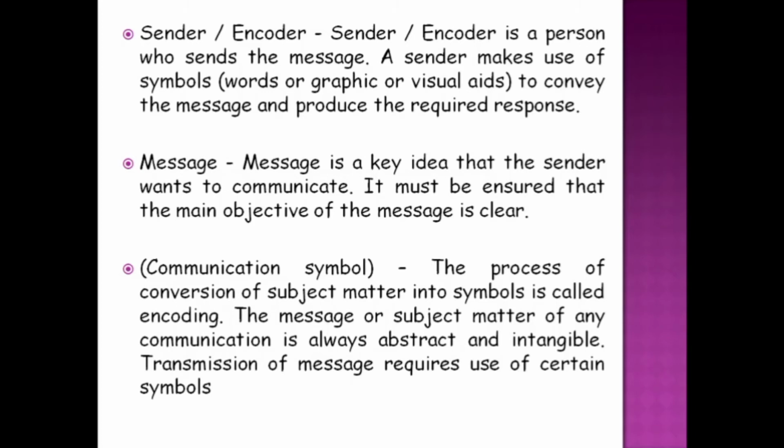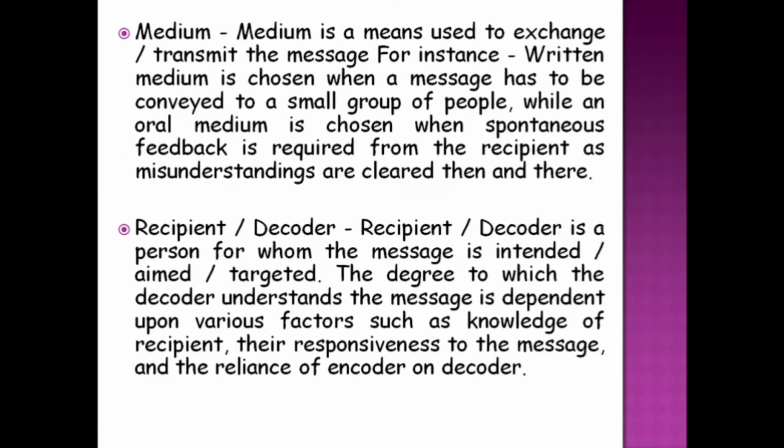The next is the communication symbol. The process of conversion of subject matter into the symbol form is called encoding. This is called the communication system symbol. The message or the subject matter of any communication is always abstract and intangible. Transmission of a message requires the use of certain symbols.